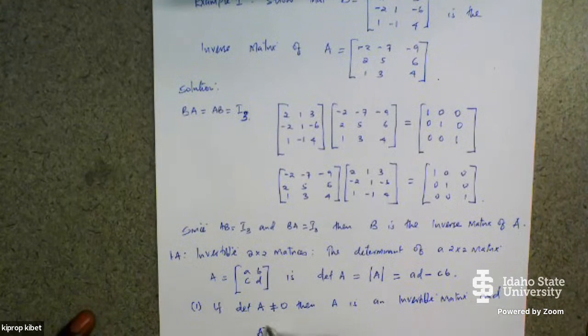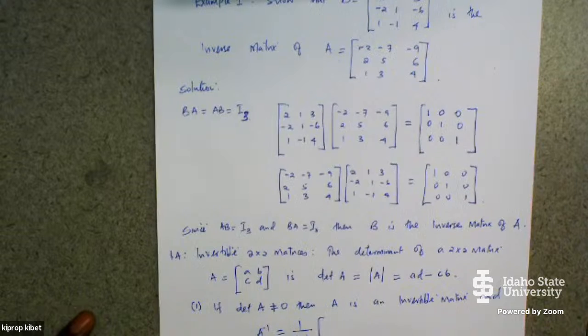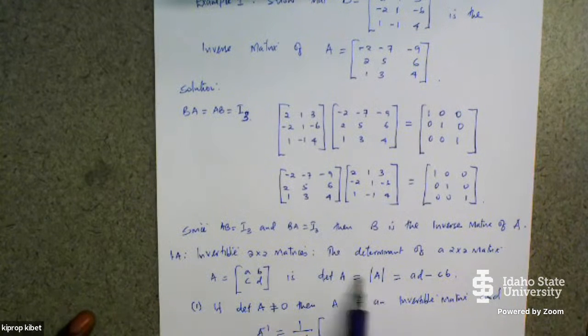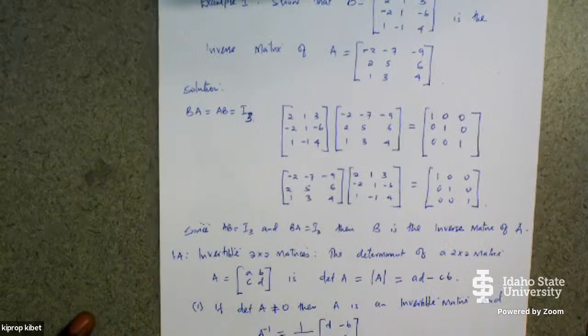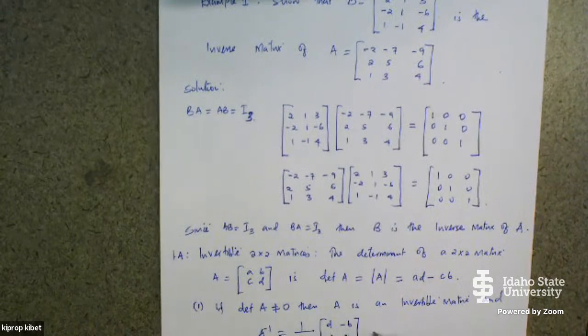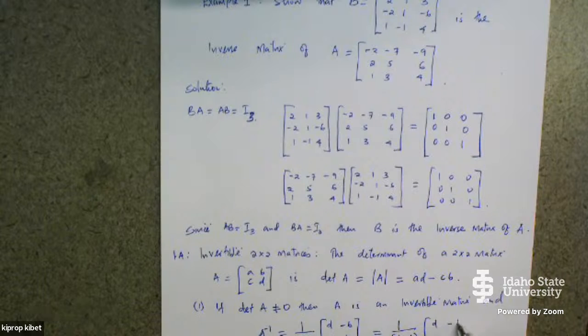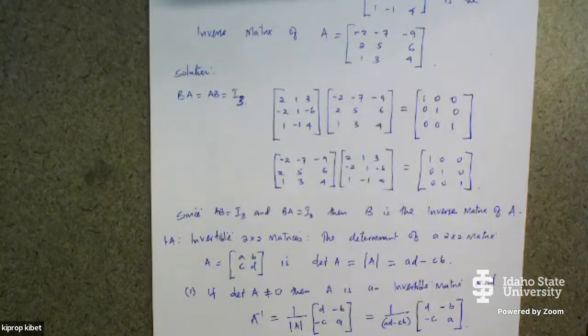And A inverse is written as 1 over the determinant of A. Then what you do here is you interchange A and D, so D goes here and A goes there, and you put the minus signs on B and C, minus C and minus B. This is similar to 1 over the determinant of A, which is AD minus CB, multiplied by D, minus B, minus C, and then A. So that is the determinant and the inverse of a 2 by 2 matrix.